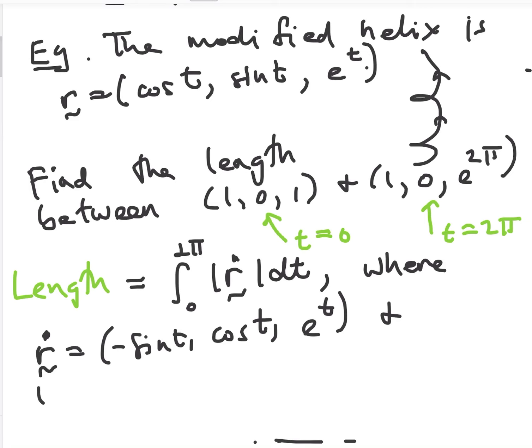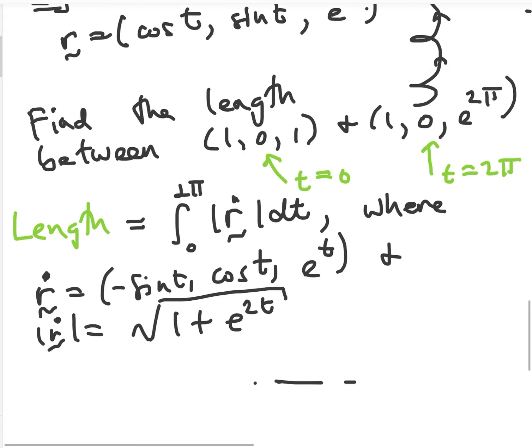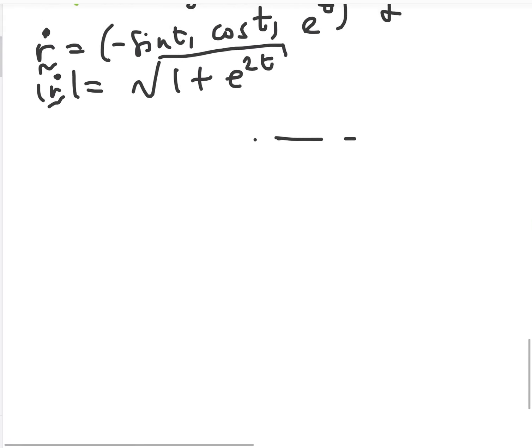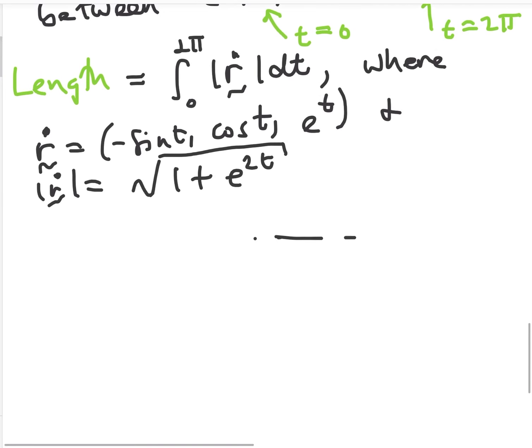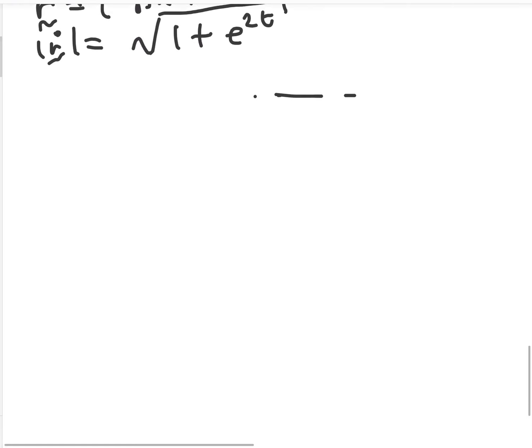And the magnitude of this vector is the square root of x squared plus y squared plus z squared. The x coordinate squared plus the y coordinate squared gives you sine squared plus cos squared, which is 1. And the z coordinate squared is e to the t squared, which is e to the 2t. Take the square root of all of that. That is the magnitude of r dot. Right, what we need now is the length of this curve r between t equal to 0 and t equal to 2 pi, given by that formula for the length up there.